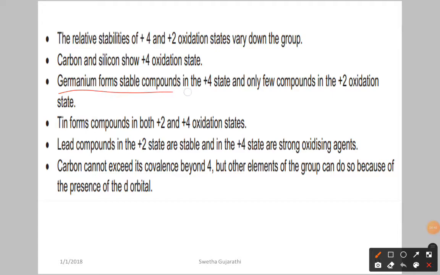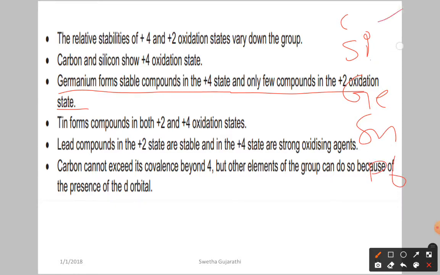Germanium forms stable compounds in the +4 state and only a few compounds in the +2 oxidation state. Here we have carbon, silicon, germanium, tin, lead. Carbon and silicon can exhibit +4, but germanium forms the stable +4 state and only a few compounds in the +2 oxidation state. So in germanium you can see both +4 and +2.